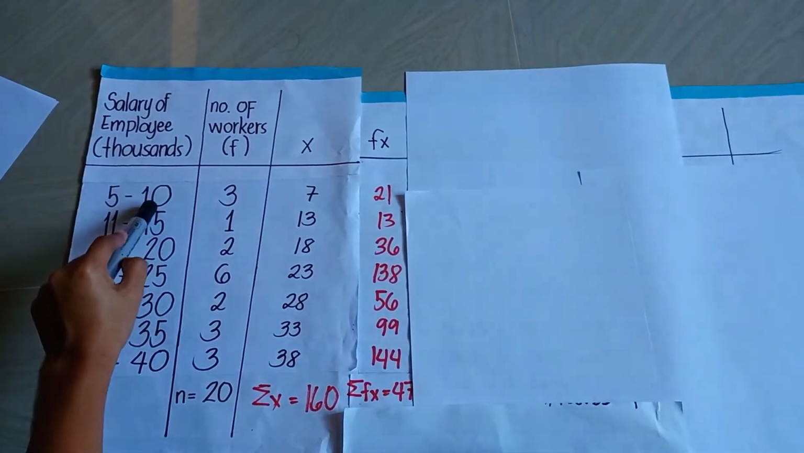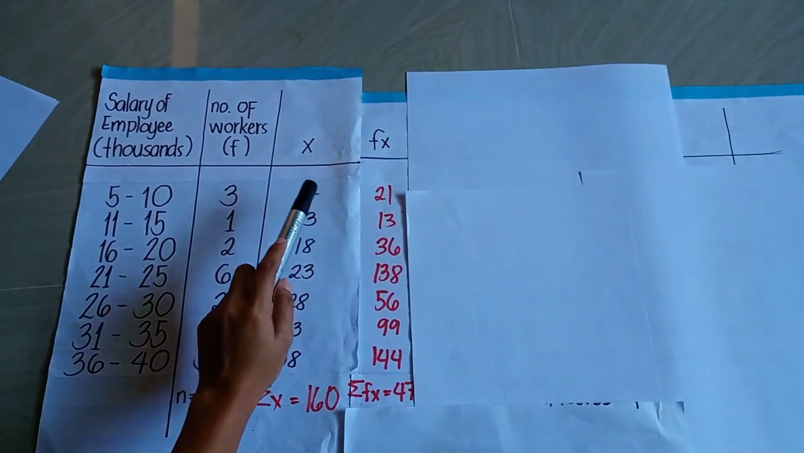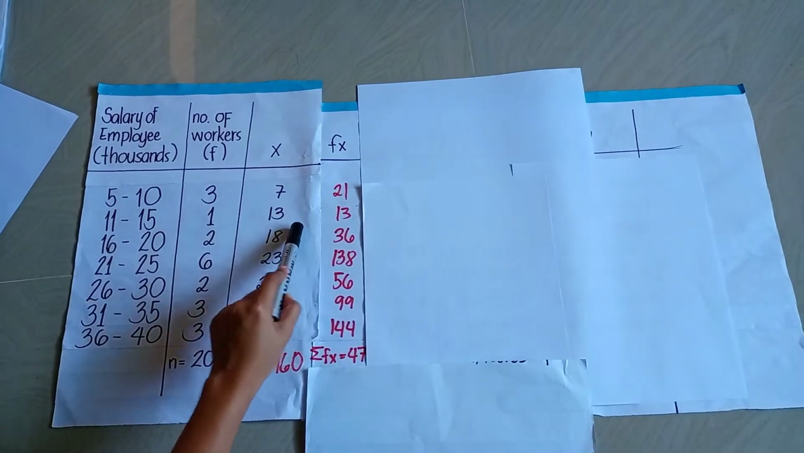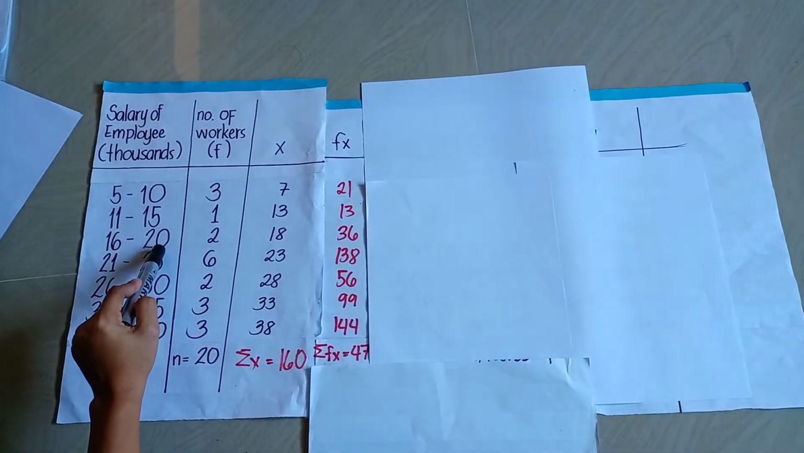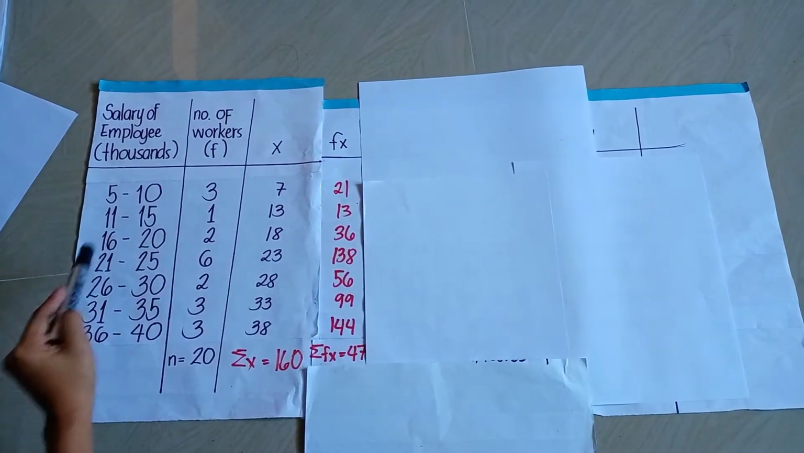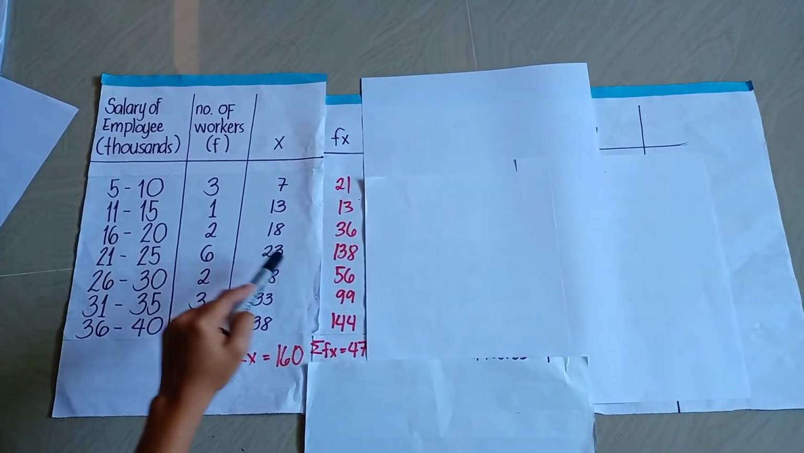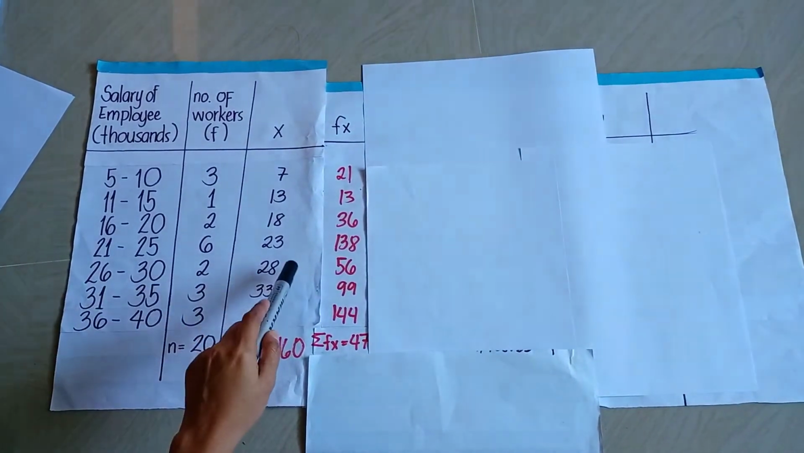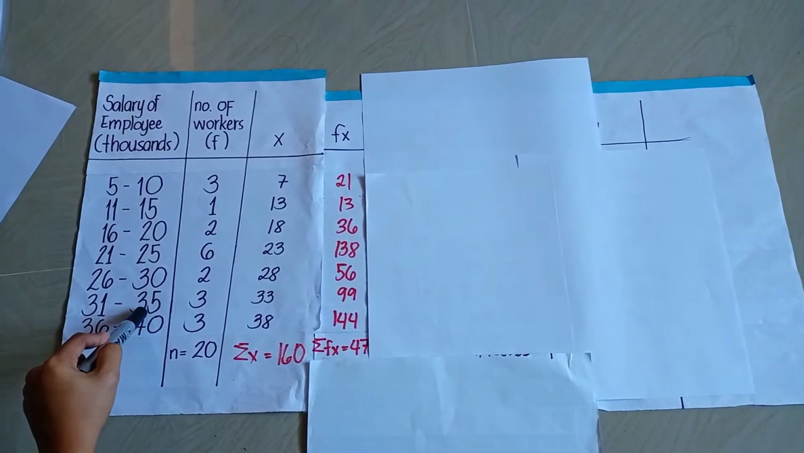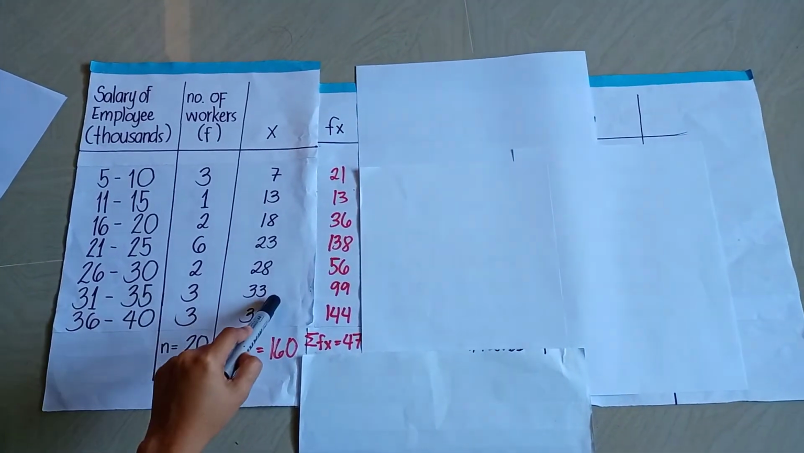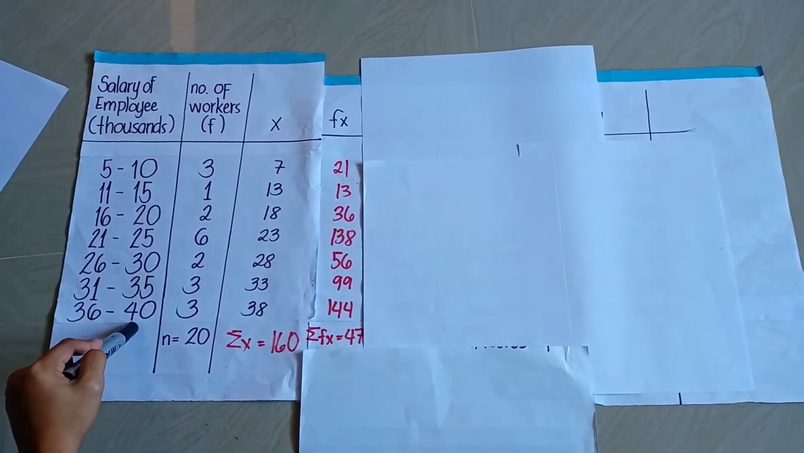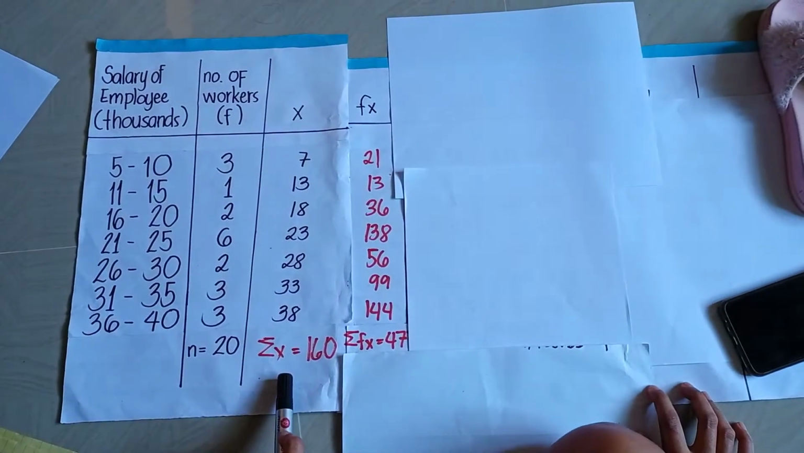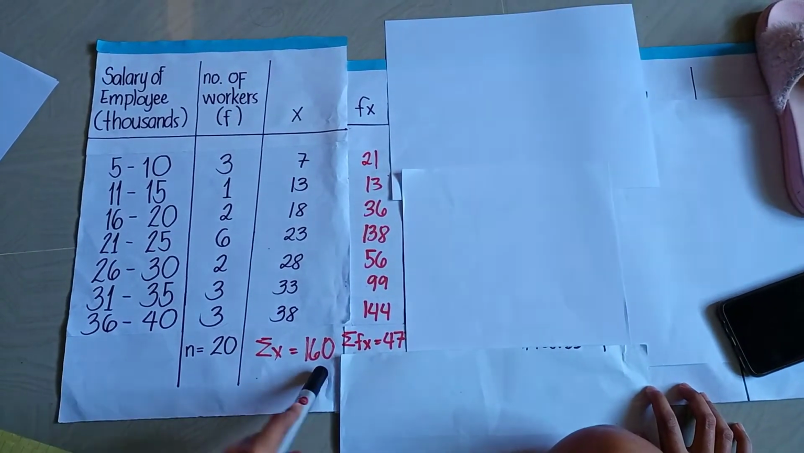5 plus 10 divided by 2 is equal to 7. 11 plus 15 divided by 2 is equal to 13. 16 plus 20 divided by 2 is equal to 18. 21 plus 25 divided by 2 is equal to 23. 26 plus 30 divided by 2 is equal to 28. 31 plus 35 divided by 2 is equal to 33. And 36 plus 40 divided by 2 is equal to 38. And the total of the summation of x is equal to 160.